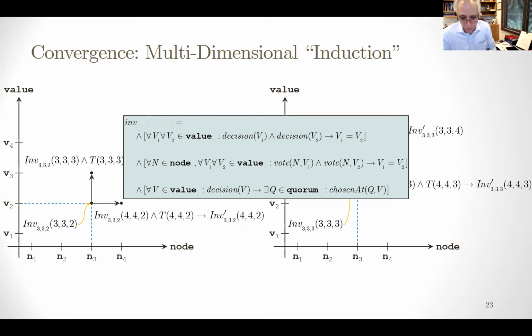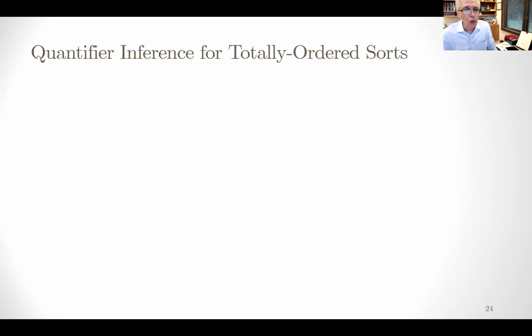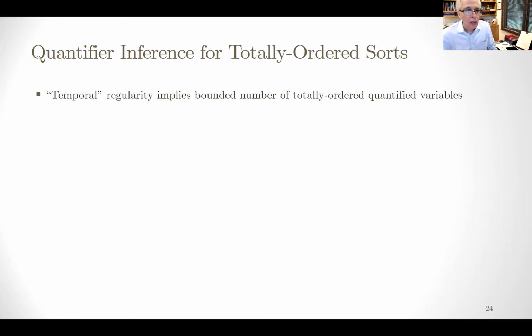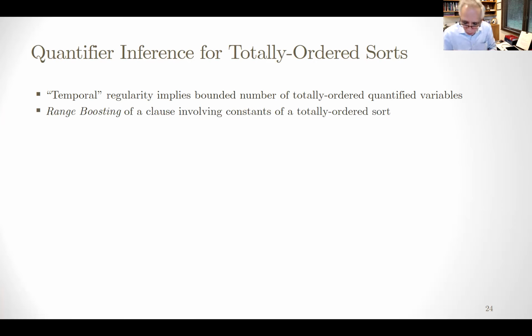Cool, thanks. Okay. So for totally ordered sorts, we need to do something more. So why can we actually infer quantifiers on totally ordered sorts? Because that's an infinite sort now that is ordered. And the answer is because there's got to be some kind of temporal regularity that says we only need a finite number of totally ordered quantified variables to express the invariant. So we came up with something called range boosting of a totally ordered sort. I'm going to illustrate it here with a little graphic.